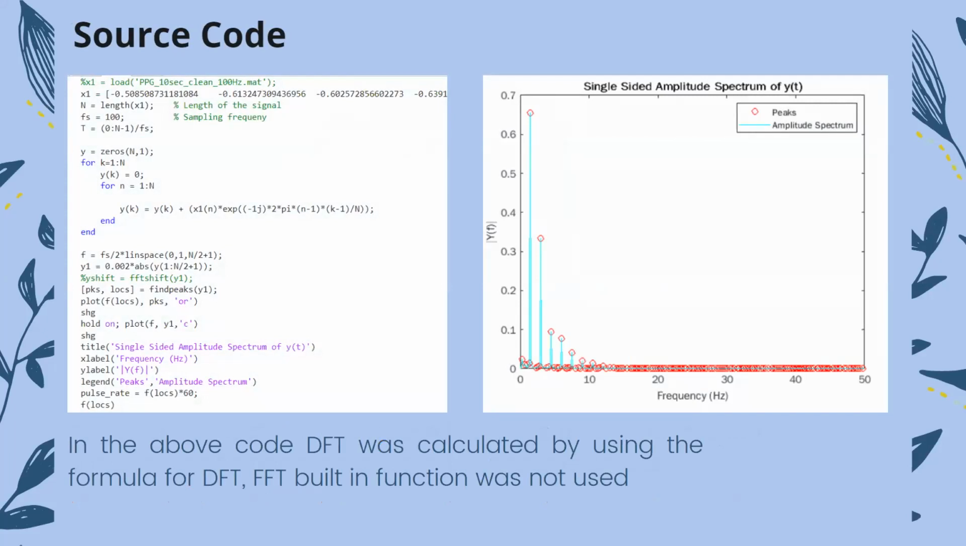Now, this is the code in which I have not used the inbuilt FFT function for calculation. Instead, I have used the mathematical formula to obtain DFT. So here we can see that I have used the formula X of k equals x of n e to the power minus j 2 pi k n by capital N. And the rest of the code is similar to the previous one, in which I have found the peak and plotted the single-sided amplitude spectrum. We have to note that in the above code, DFT was calculated by using the formula of DFT. The FFT built-in function was not used.